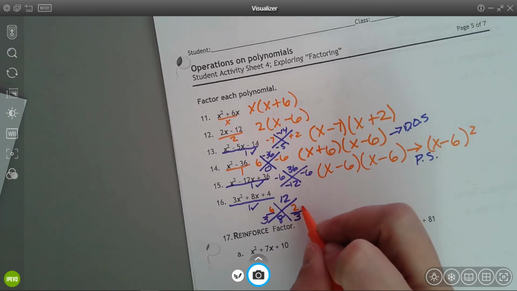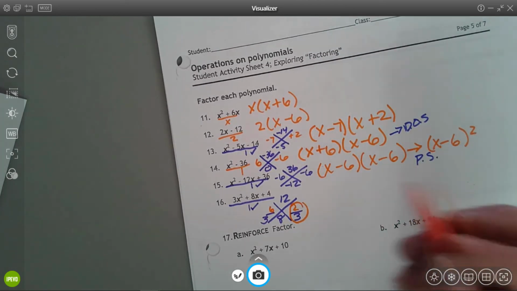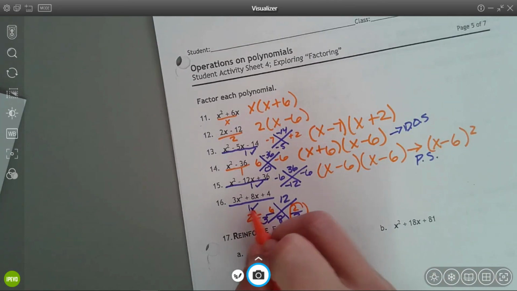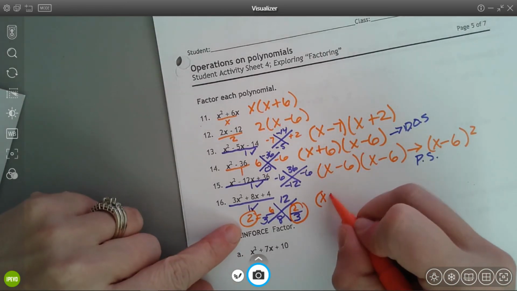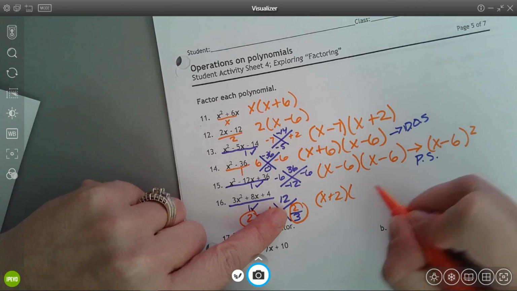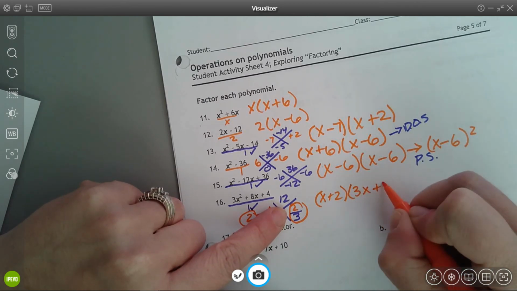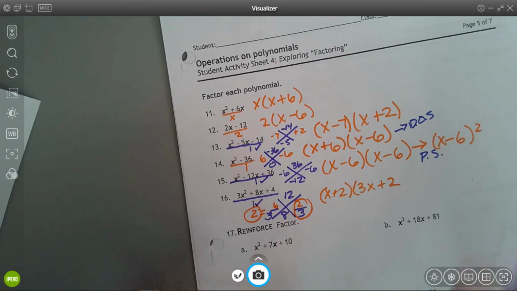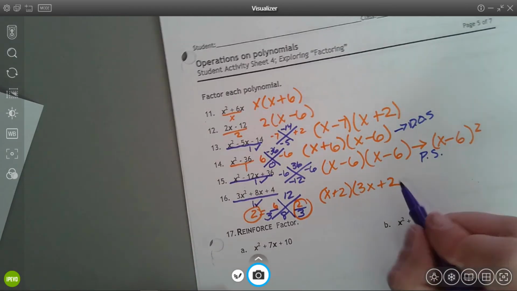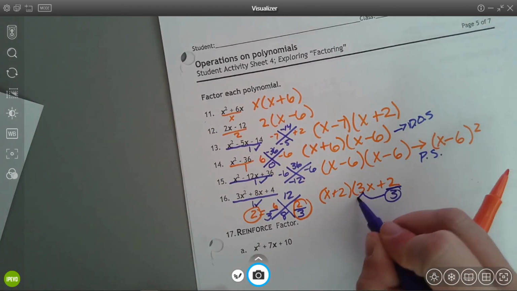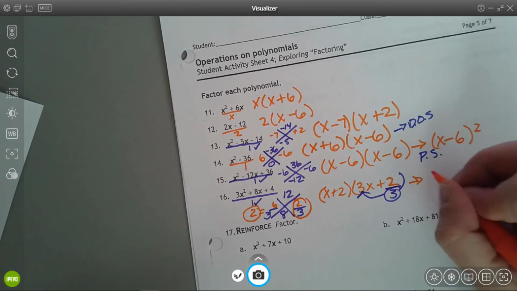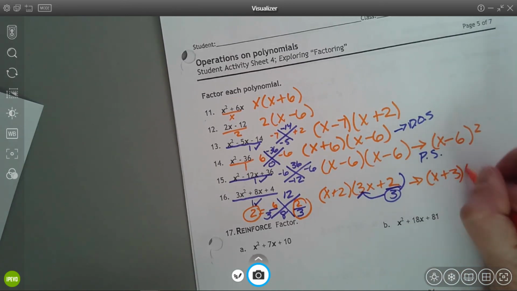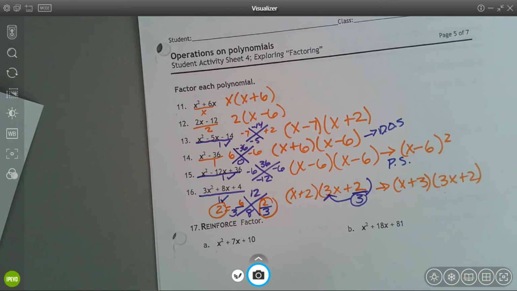2 over 3, that can't be reduced, but 6 over 3 reduces to a 2. We're going to take this to our parentheses. We've got x plus 2. And here we've got 3x plus 2. Bottoms up. This was a divide by 3, so I took that to the front. And with that, you can see we've got x plus 3 and 3x plus 2. Your teacher will go through the rest of those with you.